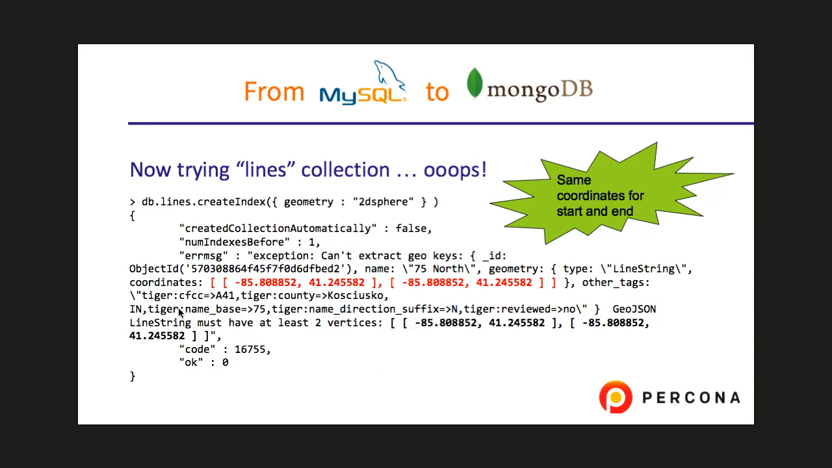Now we want to create an index on lines. Lines is another table in OpenStreetMap that basically stores the highways or bikeways and similar stuff. I tried to create an index on the lines collection, and what I found is it's refusing to do that. It cannot create an index on the lines collection because for some of the features, it's probably a bug of OpenStreetMap itself, the coordinates are the same for the first point and the end point. So the distance of this line is 0.